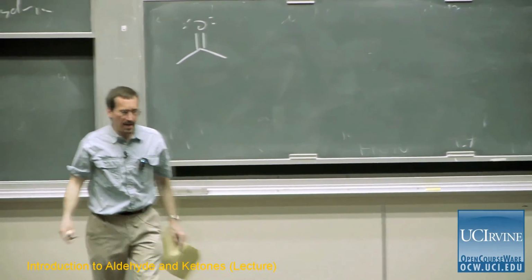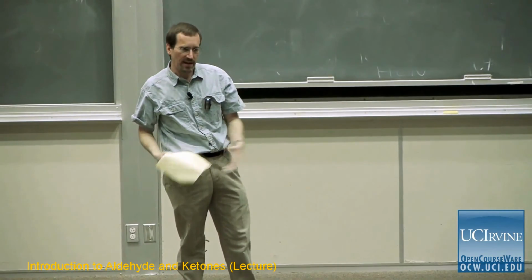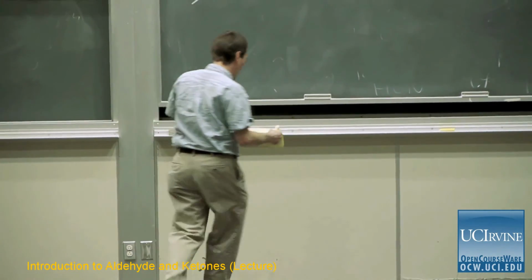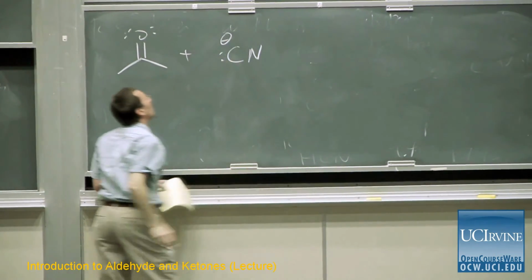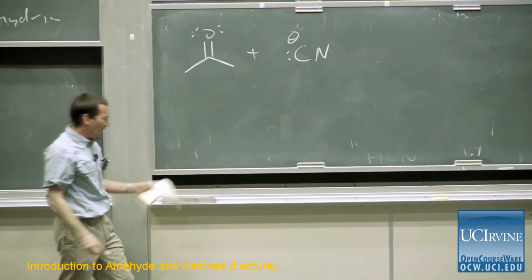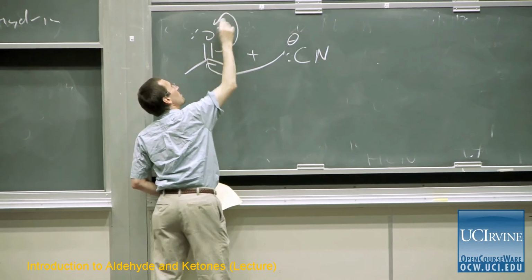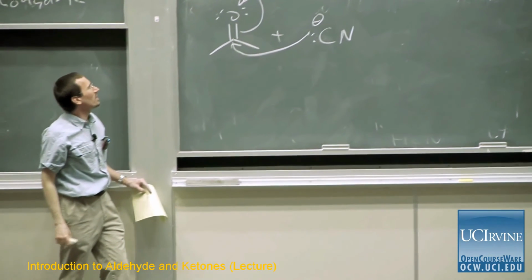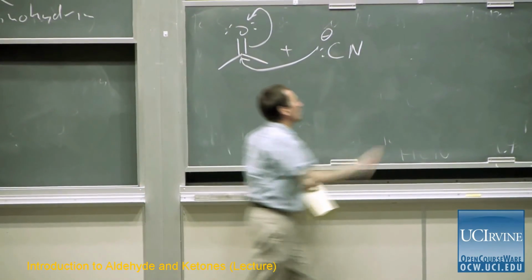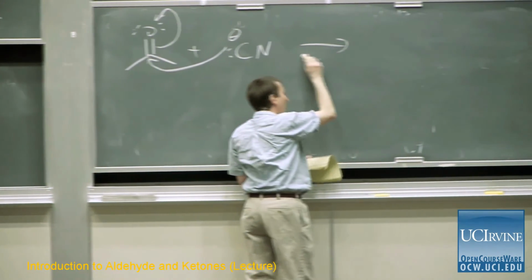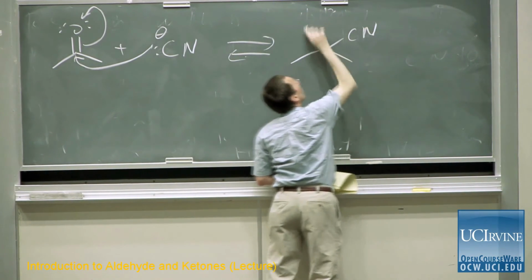So hydrogen cyanide is in equilibrium with cyanide anion. Sodium cyanide and sulfuric acid is in equilibrium with cyanide anion. And so cyanide anion can add to the carbonyl compound like so. Just as we've seen before, electrons flow from the nucleophile to the carbonyl carbon, from the carbonyl double bond up onto the oxygen. You add, you form an anion, an oxyanion.